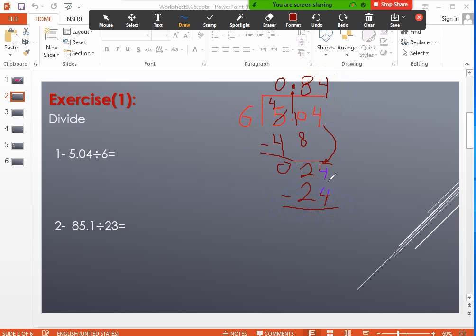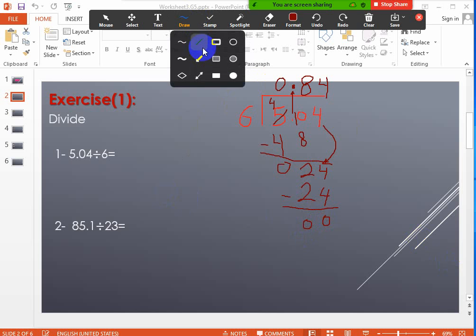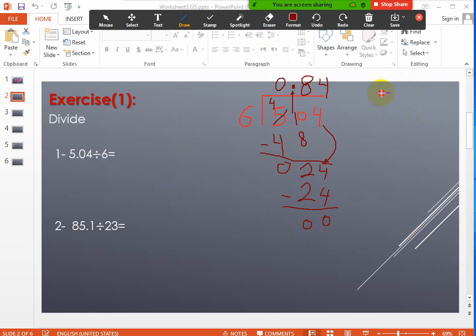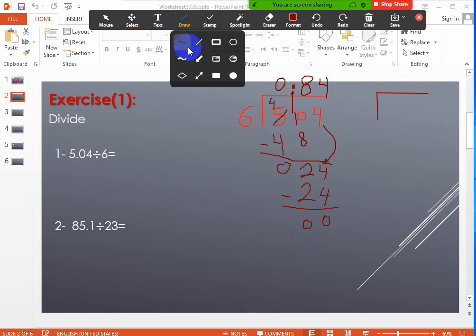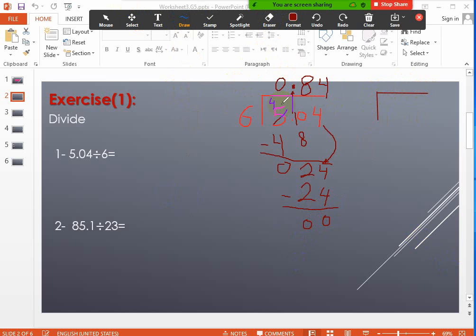Now, if I subtract 4 minus 4 equals what? 0. 2 minus 2 equals 0. So I don't have any remainder. Thank you so much, Fatima. So, as I told you before, there is no remainder when I divide the decimal number. So the quotient is what? 0.84 hundredths.